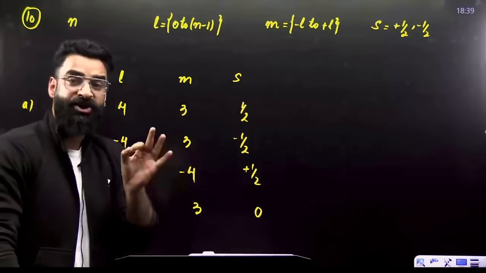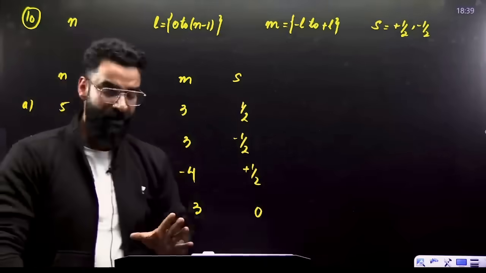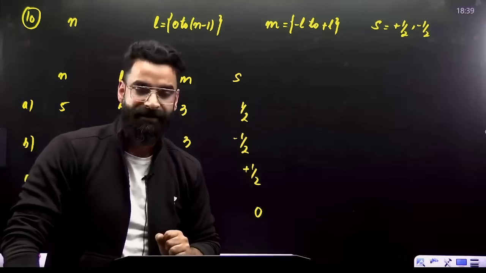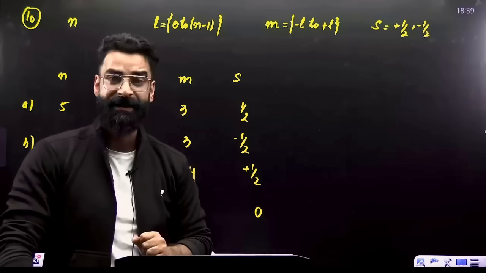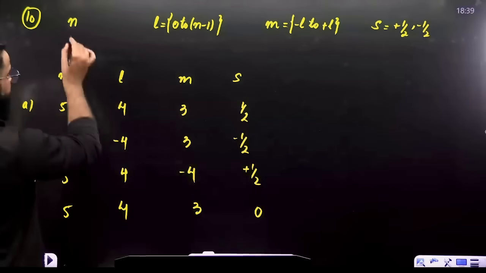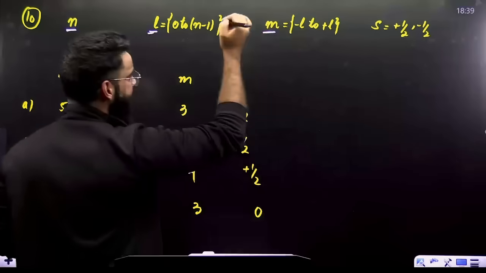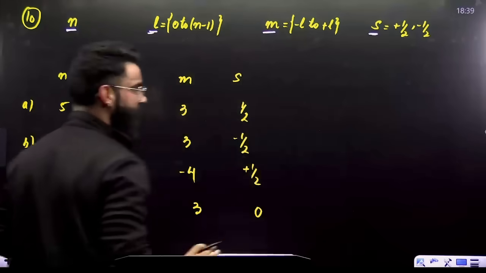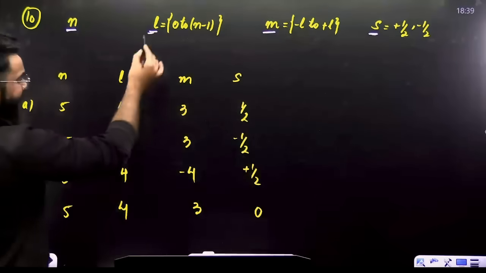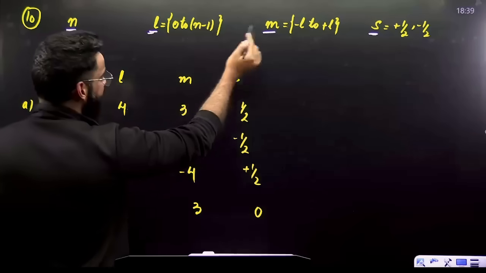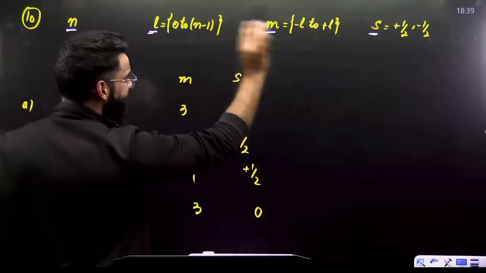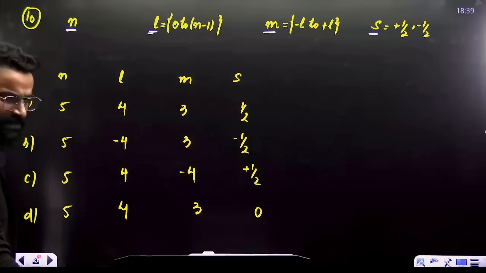Similarly, a short question that's almost asked every year. Which of the following quantum numbers is incorrect? My dear students, n represents your principal quantum number, l is your azimuthal quantum number, m is your magnetic quantum number, and s is your spin quantum number. l can have values from 0 to n minus 1. m can have values from minus l to plus l. s can have only two values, plus 1 by 2 and minus 1 by 2.